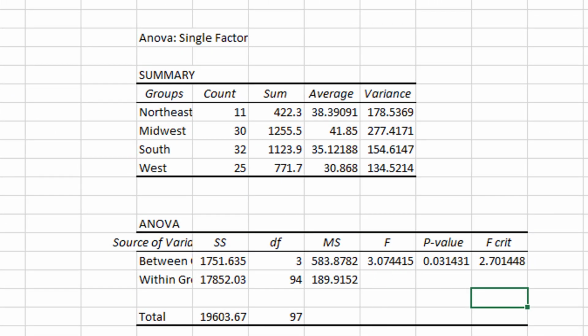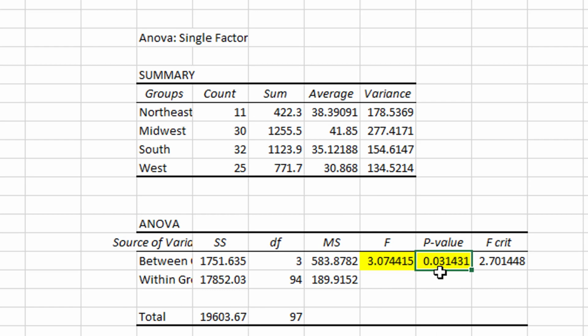So ANOVA uses the F statistic. 3.074415, and then they say round to 2 decimals, so 3.07 would be my test statistic. And then my p-value rounded to 3 decimals would be 0.031. So as you can see, you can get your answers right away.